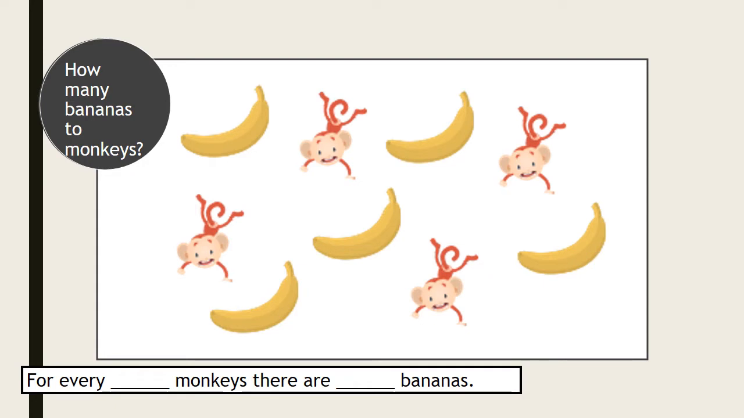So let's look at that in a bit more detail. Today, as we know, our learning intention is to look at the language involved with ratio. If you have a look here, how many bananas are there to each of the monkeys? How many bananas to monkeys? Well, for every 4 monkeys, there are 5 bananas. 4 monkeys to every 5 bananas. Have a go at saying that sentence. Brilliant.